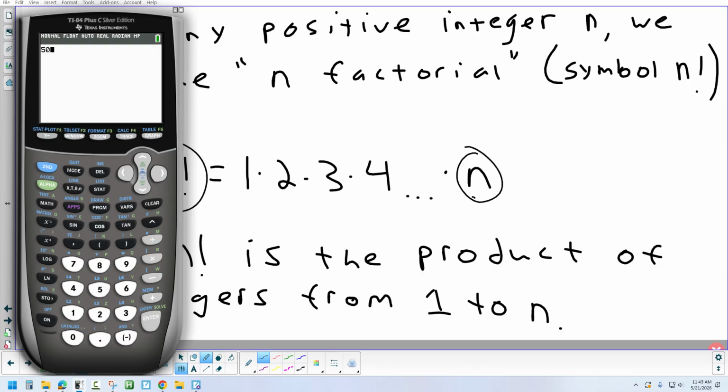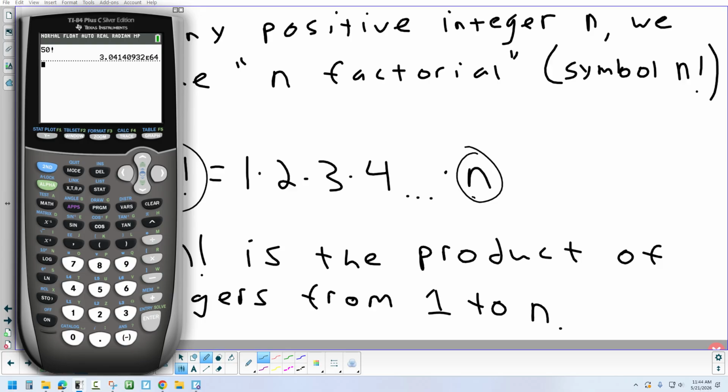The button for factorial, I don't know if there's a key for it, but it's under math, probability, option 4. I know it's there. I don't see it on the keypad. Okay. This exponent can only go to 99. Once that hits 99, the calculator doesn't have the ability to do it.